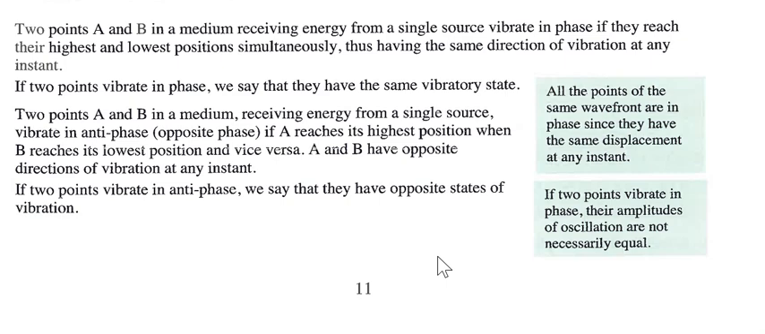Now, if they vibrate in phase, we can say that they have the same vibratory state. On the other hand, if I have 2 points A and B in a certain medium, receiving energy from a single source, they vibrate in antiphase, or we say opposite phase, if, for example, one of them reaches the highest position and the other one reaches its lowest position, and vice versa. In this case, they have opposite direction at any instant, and we say that they have opposite states of vibration.